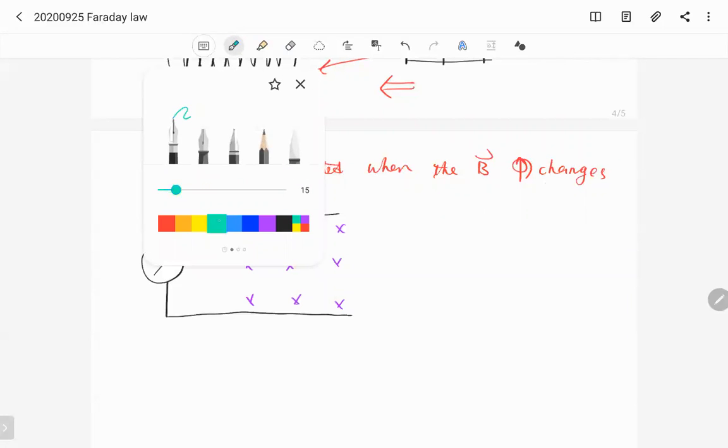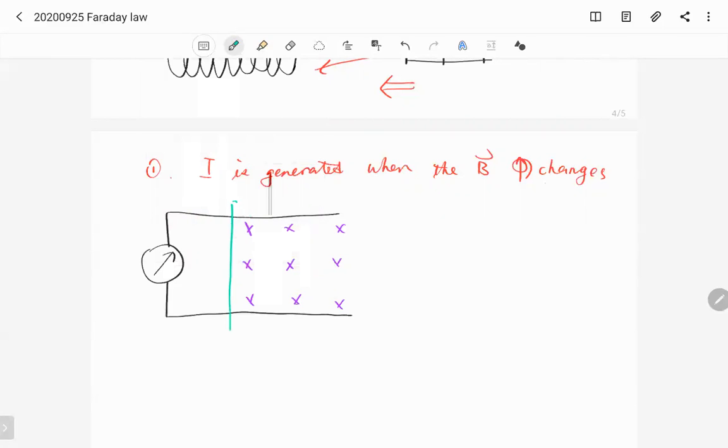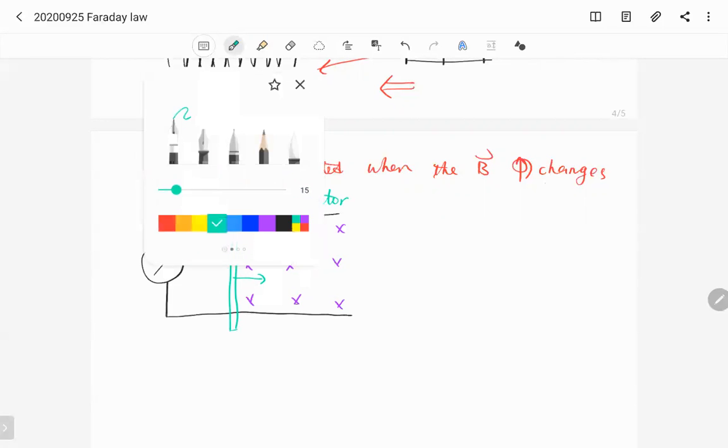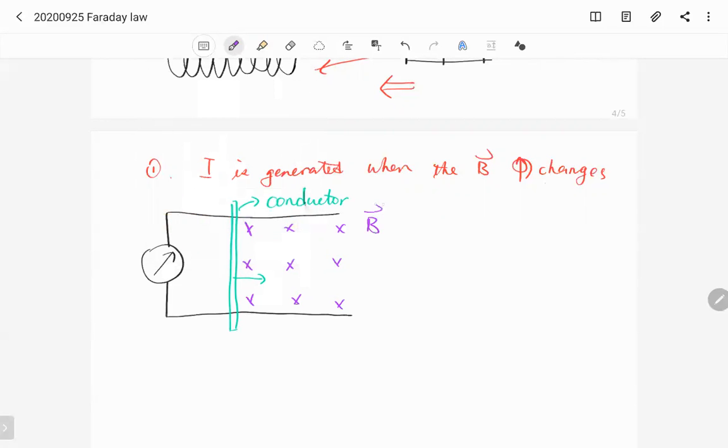And we put another conductor on the wire. So this is a conductor. When there's a conductor, then this circuit is closed. Okay, then we move the conductor. The conductor is moving rightward, and the magnetic field we keep stationary, so B doesn't change. But the conductor rod is moving to the right, so in this case, what changes in this experiment? The area of the magnetic field inside the circuit changes.